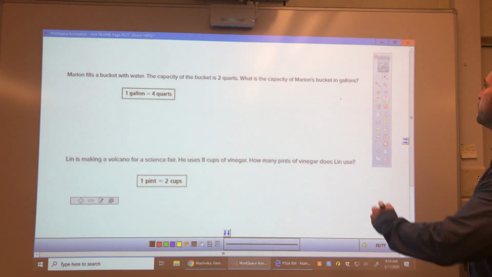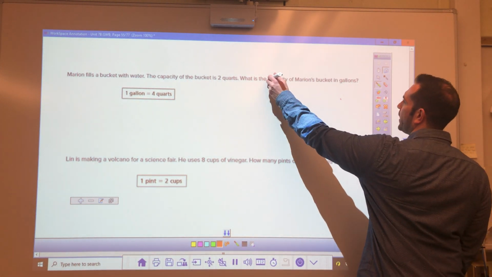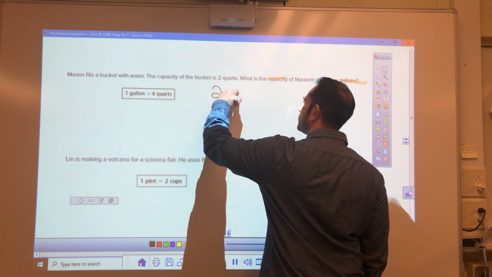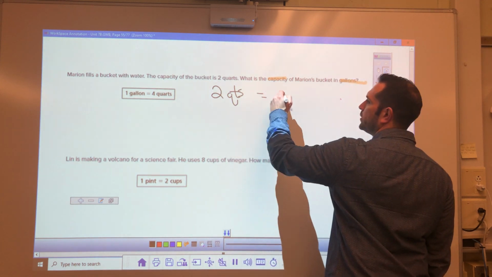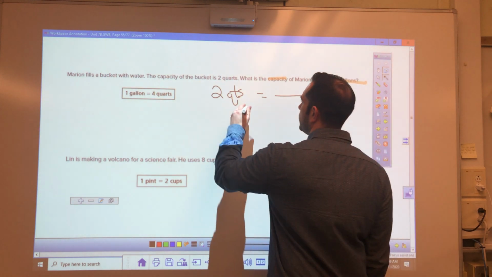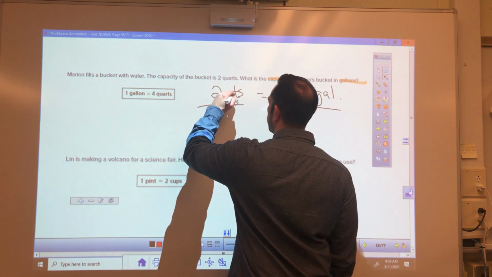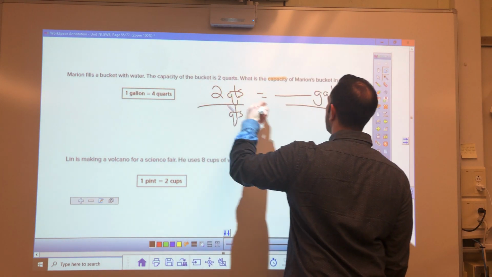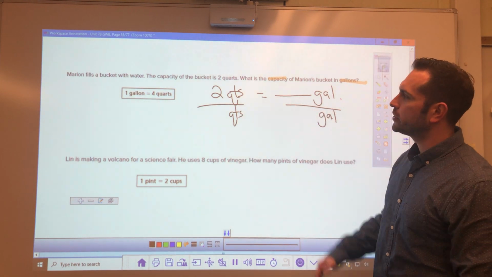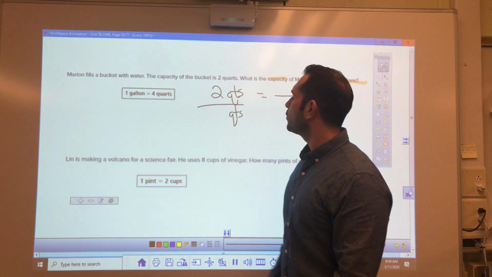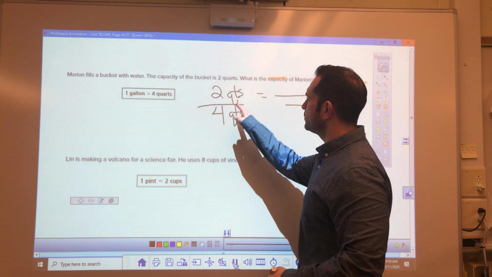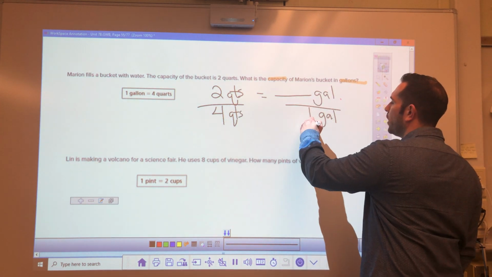Okay, so right here it's asking you what is the capacity in gallons. So I know I have 2 quarts and I want to change it to gallons. I know the relationship: quarts stay with quarts, and gallons stay with gallons. So again, you set up your relationship like this, your ratio. Then I know that 1 gallon is 4 quarts. So with quarts, I'm going to put the 4 here, and with gallon, I'm going to put 1.